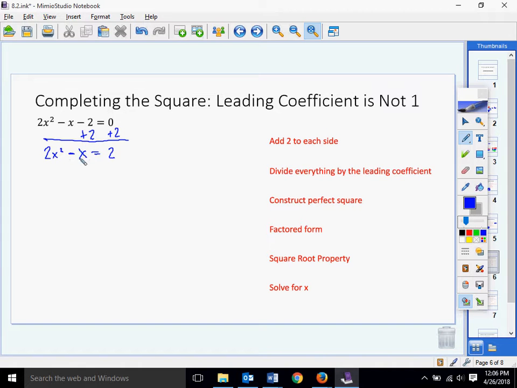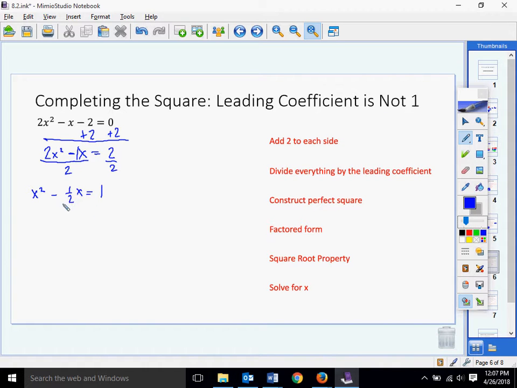Now I just have an x squared and an x on the left side. Before I can construct a perfect square, I need this leading coefficient to be 1. So I have to get rid of the 2. If I'm going to divide it by 2, I have to divide the entire left side and the entire right side. So think of this as each term being divided by 2. So 2x squared divided by 2 would just give me an x squared. Remember, this is a negative 1x divided by 2, so that'd give me a negative 1/2 x. And then over here, 2 divided by 2 would be 1.